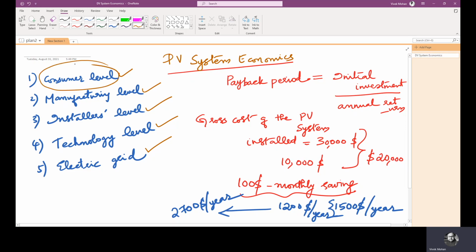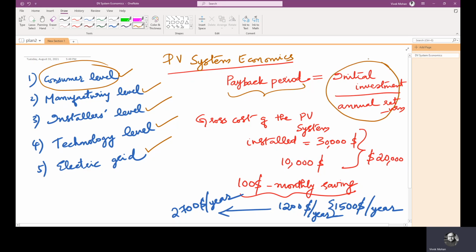Okay. Now before going into the details of PV system economics, let's define the basic term, which is the payback period. In general, in finance, the payback period is defined as the amount of time required to recover the cost of any investment. So mathematically, payback period is equal to initial investment divided by annual return.